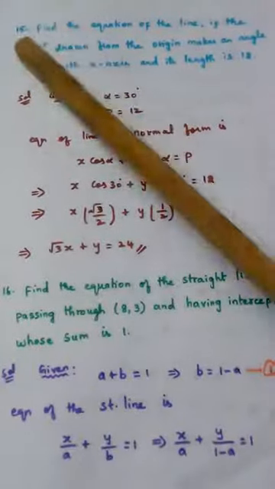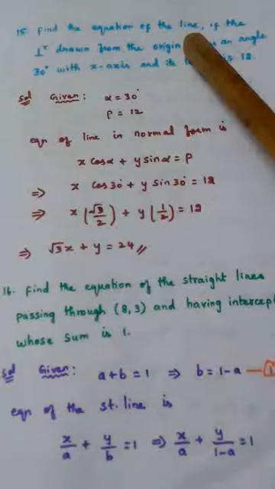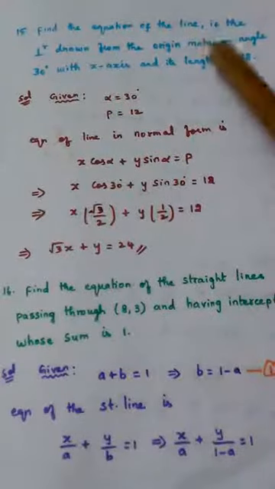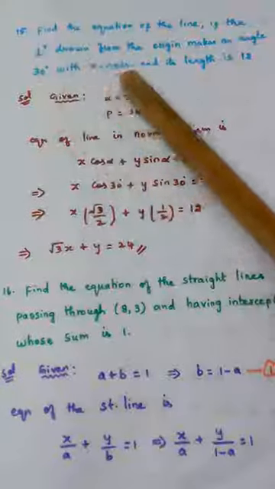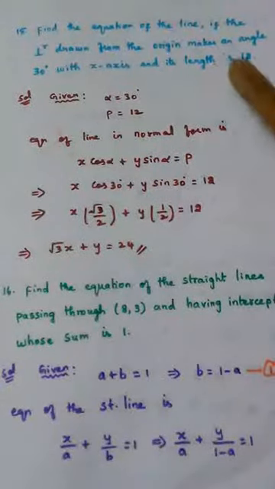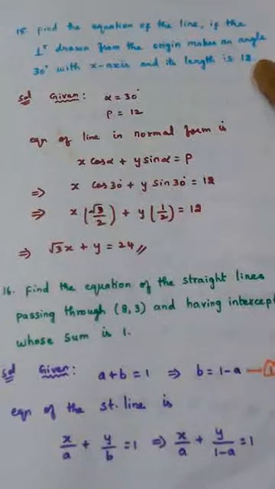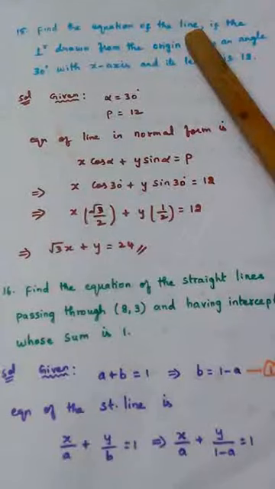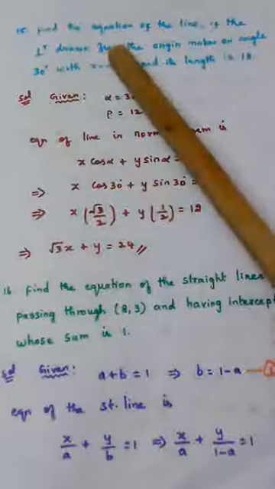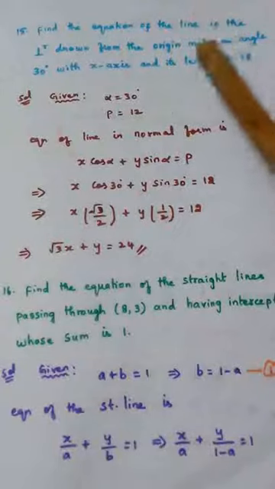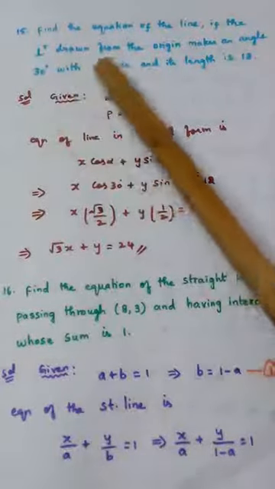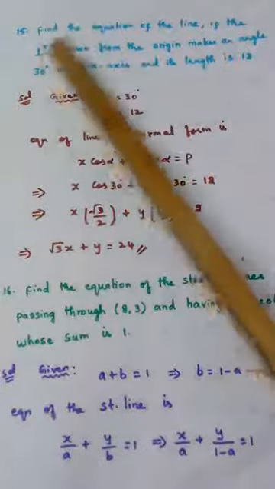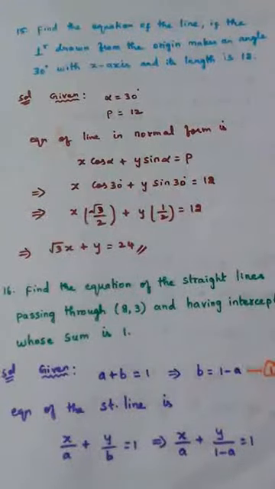15th sum. Find the equation of the line if the perpendicular drawn from the origin makes an angle 30 degree with the x-axis and its length is 12. I repeat, find the equation of the straight line if the perpendicular drawn from the origin makes an angle 30 degree with the x-axis and the perpendicular's length is 12.